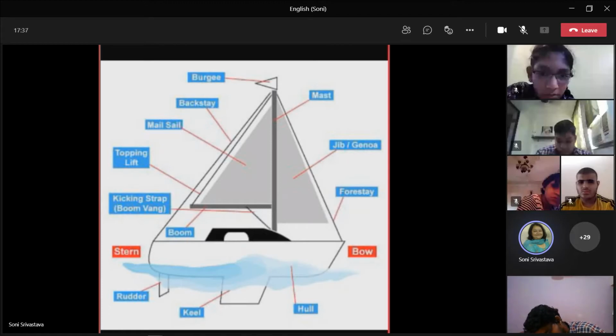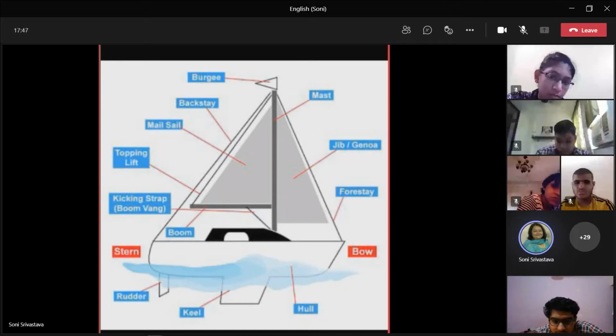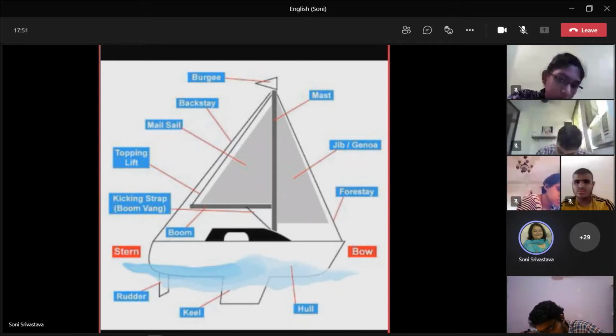There is something called a boom. Just see, it holds on to the mast. So that is called your boom. Then there is a boom vang, that is the kicking strap. Then there is a lift. This is the mainsail. On the left, if you see, this is the mainsail. Then the backstay. So this is how it is.